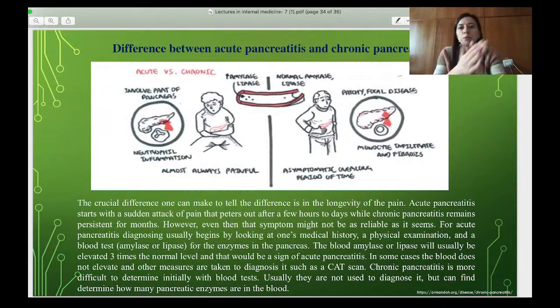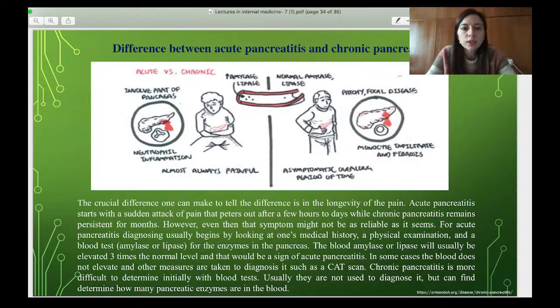And the difference between acute pancreatitis and chronic pancreatitis. The crucial difference one can use to tell them apart is the duration of pain. Acute pancreatitis starts with a sudden attack of pain that tapers off after a few hours to days, while chronic pancreatitis pain persists for a month. However, even then, the symptoms might not be as reliable as they seem.